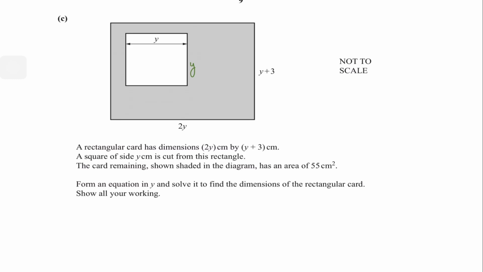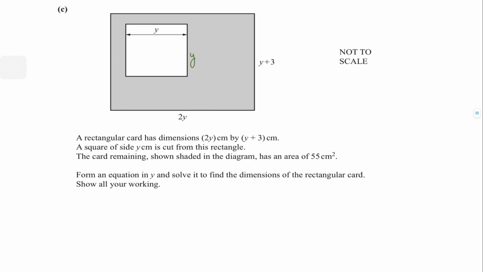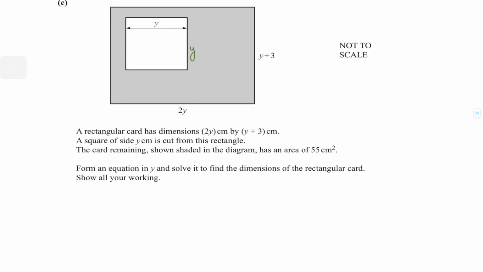So this, by the looks of it, has got to deal with a quadratic equation. Form an equation in y and solve it to find the dimensions of the rectangular card. Show all your workings. So that means we have to find out the dimensions of the rectangular card, which means y plus 3 and 2y. We can't do this unless we have the value of y. So we're going to use this piece of information in order to obtain an equation, and then use that equation to obtain a value of y.